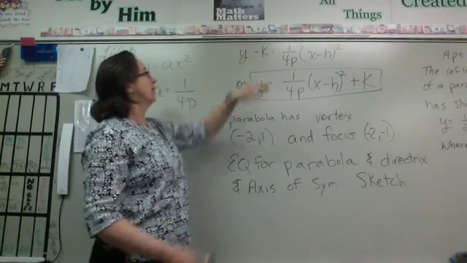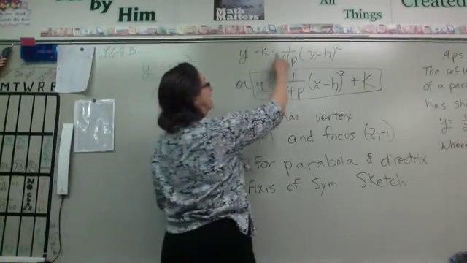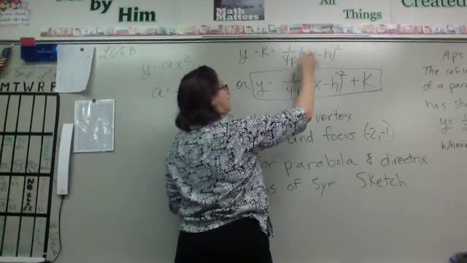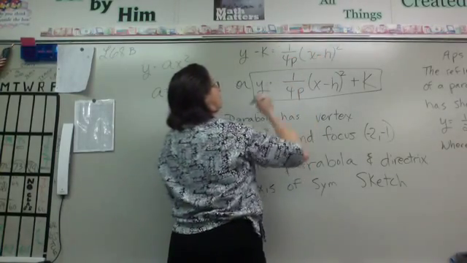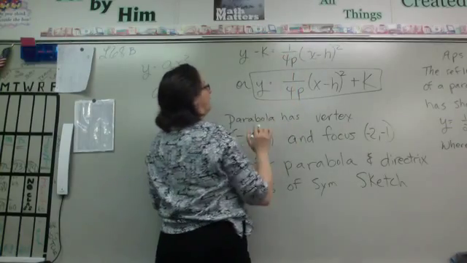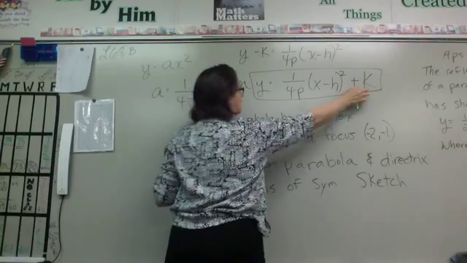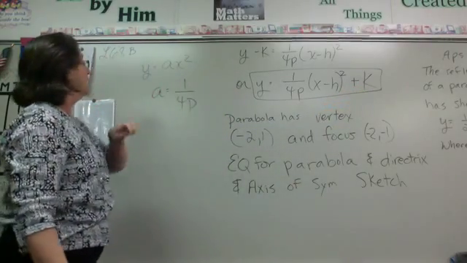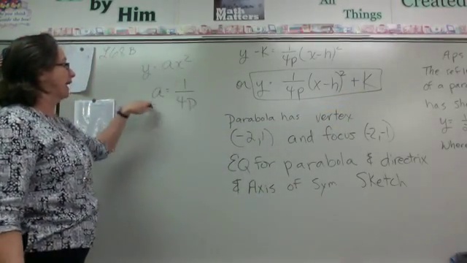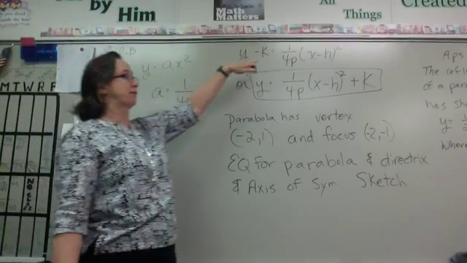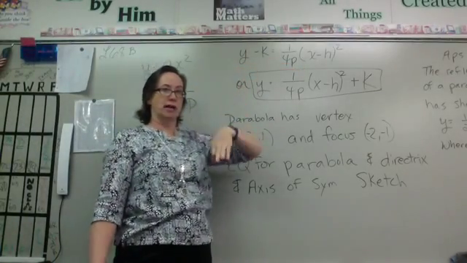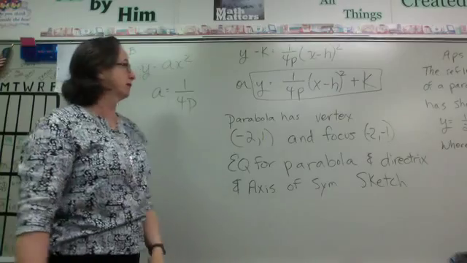So this is the standard form. Remember, y minus k is a times x minus h squared. However, this a is 1 over 4p, and this is the way I like to write the same thing with just my y and my k on the other side, okay? But we're still talking about the a being 1 over 4p. The only difference is now we've got a vertex that is not at 0, 0.